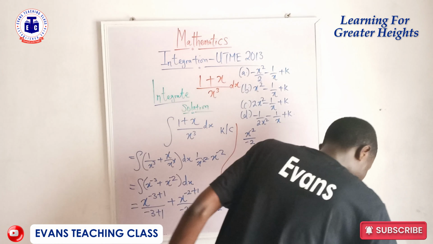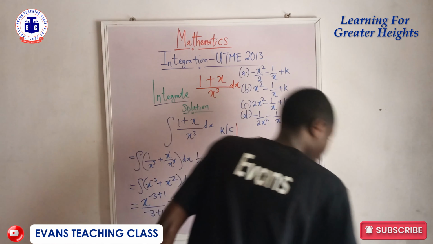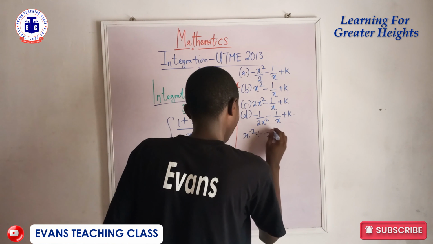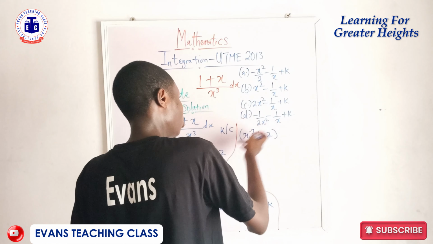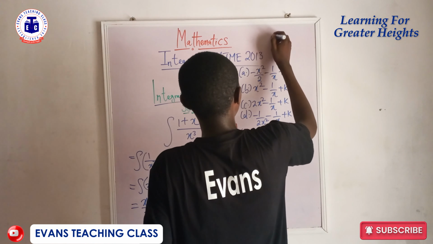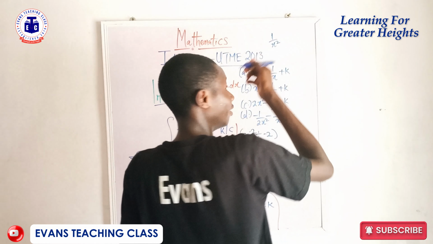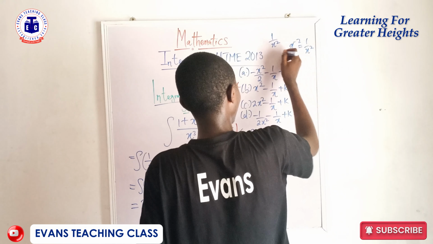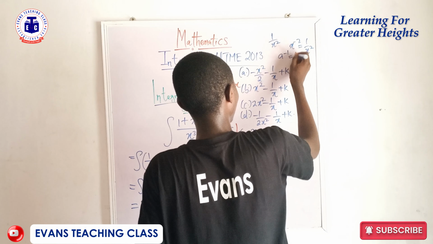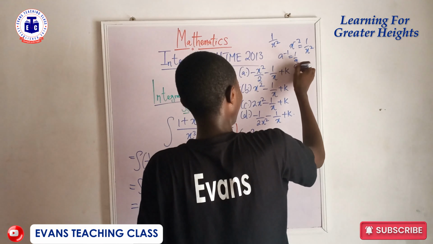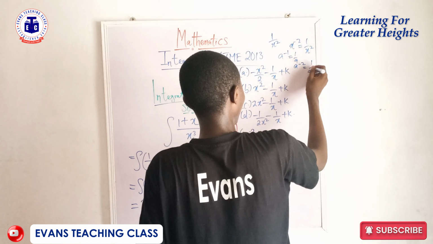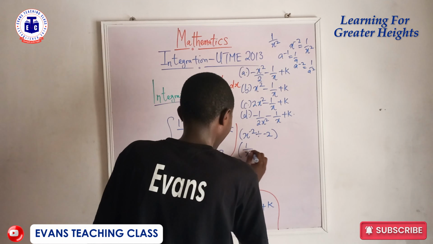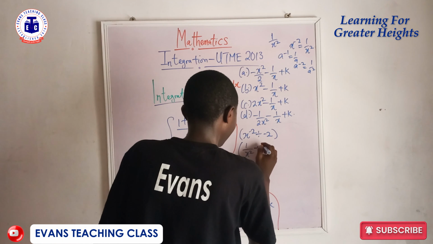Now, let me do it this way. x raised power minus 2 divided by minus 2. So what do we have? Now, what is x raised power minus 2? You know, x raised power minus 2 is the same thing as 1 over x squared. Do you agree? Because a raised power minus 1 is the same thing as 1 over a, and a raised power minus 2 is the same thing as 1 over a squared. So the same thing I want to do here. So it will now be 1 over x squared divided by minus 2.